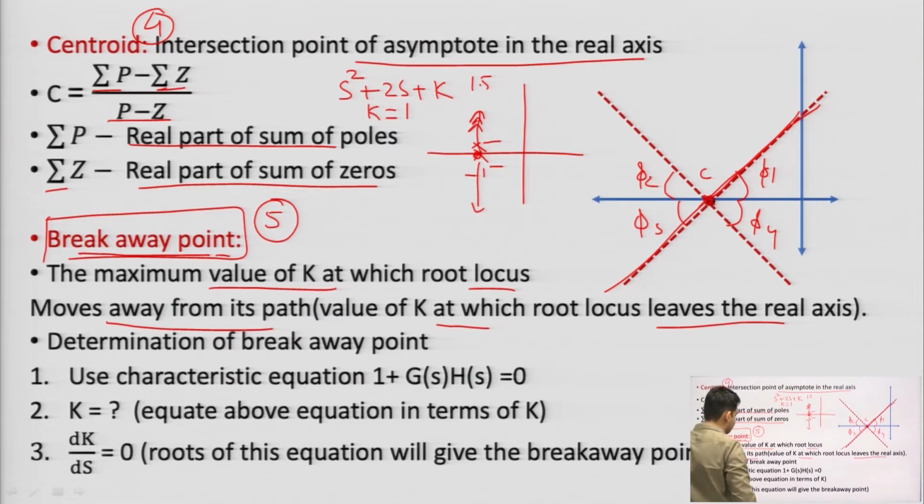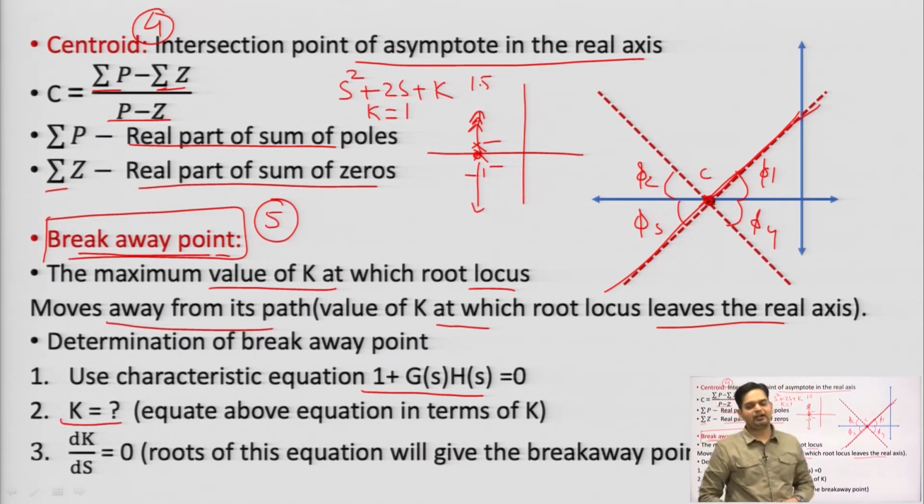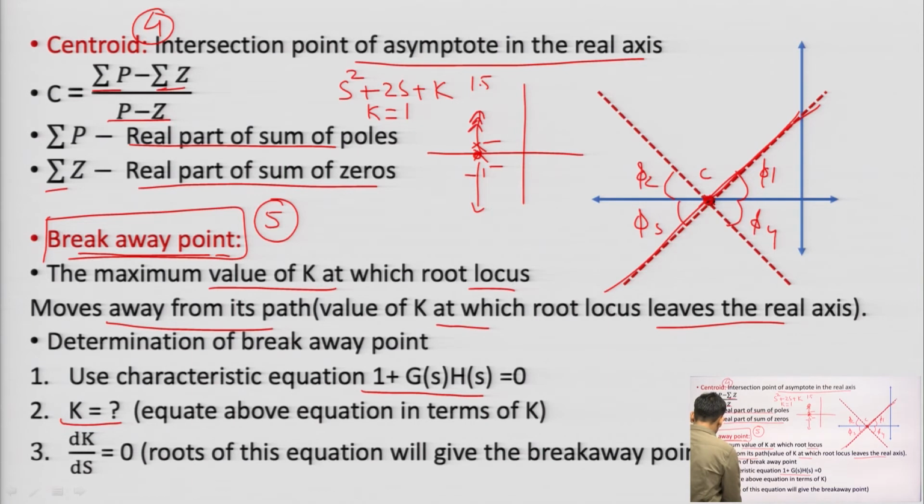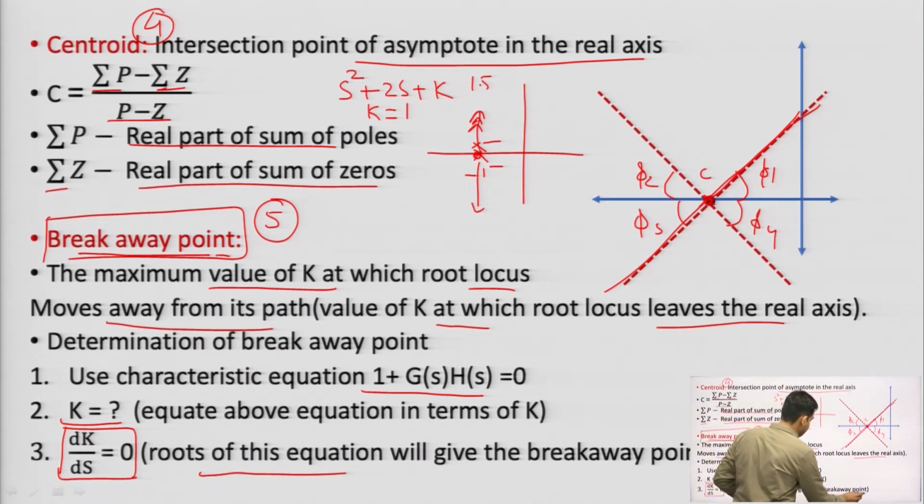We need to use the equation 1 plus G(s)H(s) equal to 0. Then we need to find k, we have to write the equation with k on the RHS and the remaining terms on the LHS, and then we need to determine dk by ds equal to 0. Then whatever roots come from this equation will give us the breakaway point.